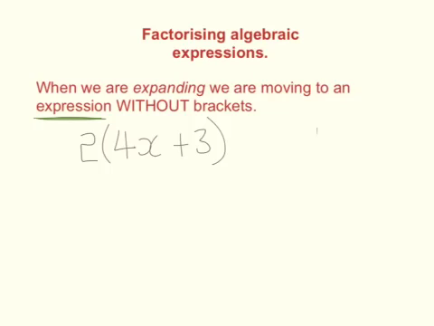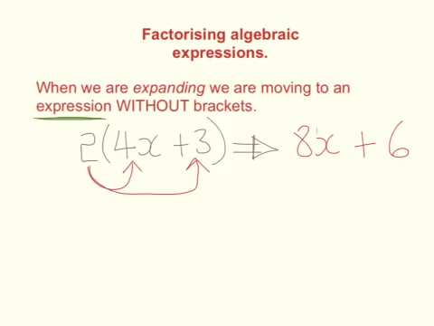So I will put here an arrow that shows us what we're moving to. When we are expanding, we multiply the terms outside the brackets by the terms inside the brackets. And from our last video, you'll remember that that is called the distributive law. We multiply the 2 across both terms inside the brackets so that we end up with 2 times 4x is 8x and 2 times 3 is 6. What we just did there is an expansion.